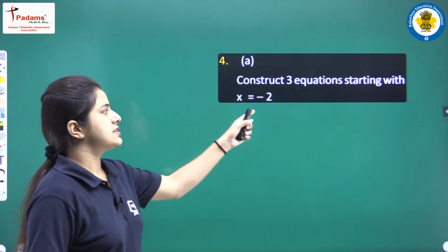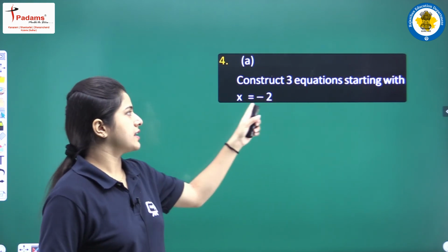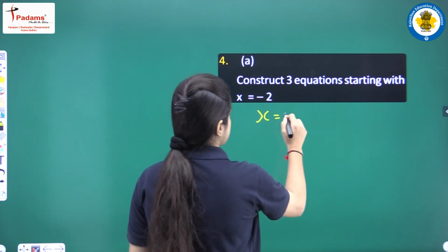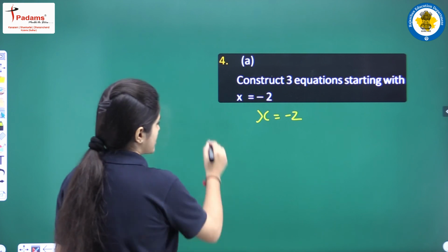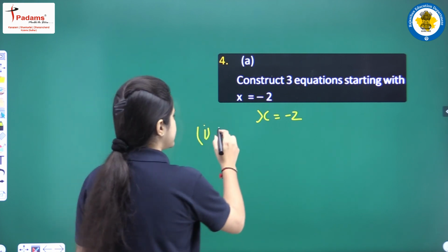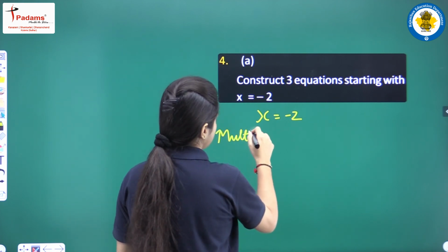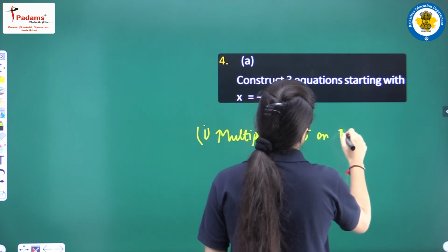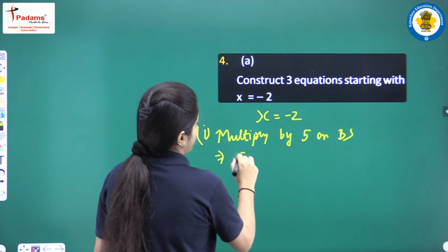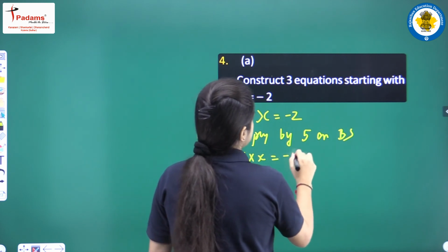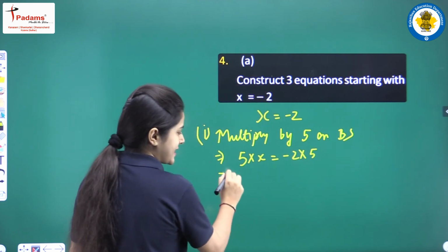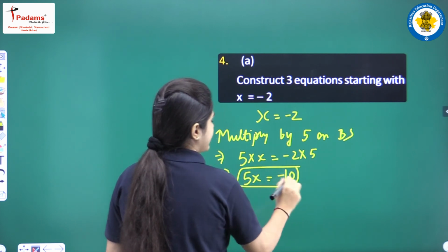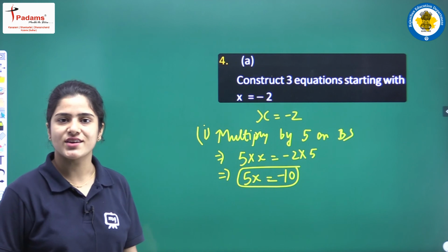Next thing, that is a similar question. What is it? Construct 3 equations starting with x is equal to minus 2, okay. So now the starting point is x is equal to minus 2, students. So to construct the first equation, I will multiply by 5 on both sides. So 5 into x is equal to minus 2 into 5, okay students. It became 5x is equal to minus 10, okay. This is the first equation that we have constructed, right?